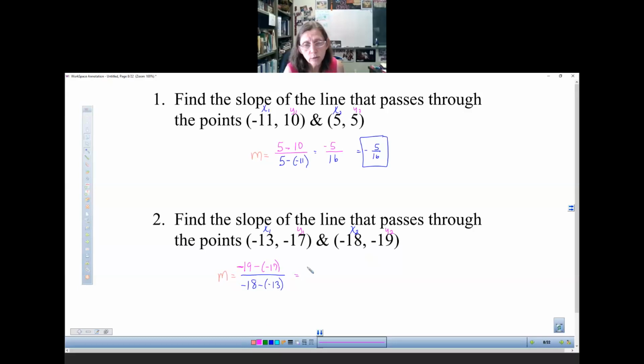Just for the fun of it, we'll rewrite this negative 19 plus 17. That's that rule for subtraction. In the denominator, I have negative 18 plus 13. So in my numerator, I'm going to have a negative 2. And in the denominator, I'm going to have a negative 5. Negative divided by negative is positive, and so I would write my slope as positive 2/5. You can write your negative sign if you have a negative answer either out in front of the whole fraction, or you can attach it to the numerator. If you have 2 negatives, you want to make it a positive. Questions.